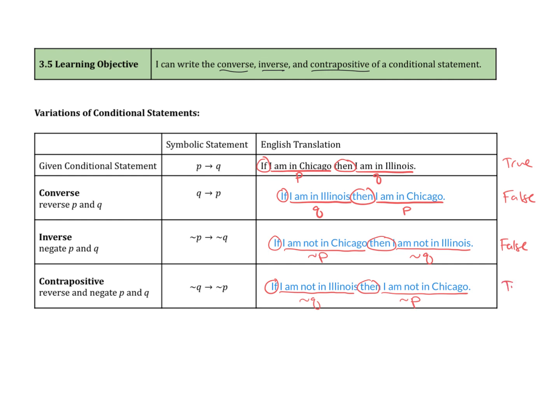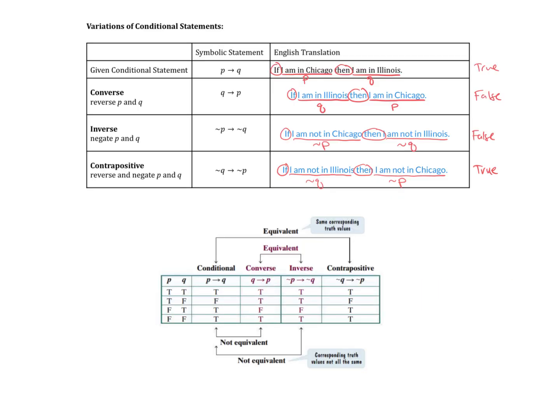So that one's true. If you make a truth table with the original conditional, its converse, its inverse, and its contrapositive, you will see that the original conditional statement is equivalent to the contrapositive. And we know that because their truth tables have identical truth values. And then the converse and the inverse are not the same as the conditional and the contrapositive, but they are the same as each other. So the converse and the inverse are equivalent to each other.